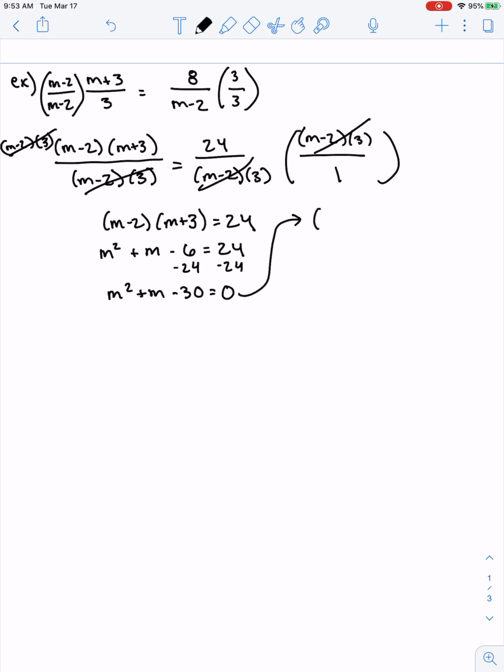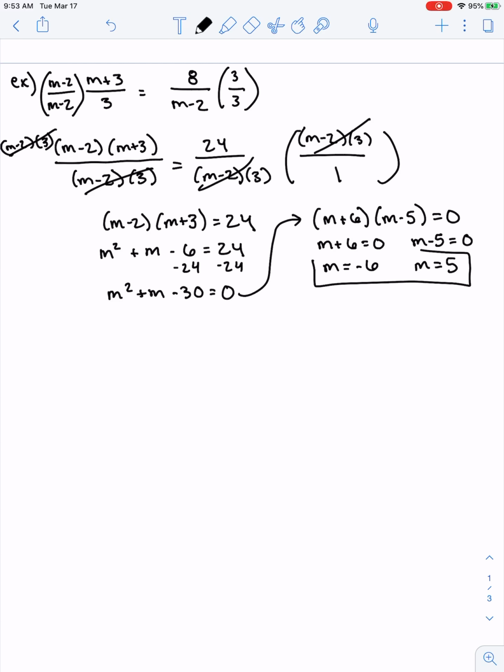So looks like I can factor this. I'm looking for factors of negative 30 that will add up to be 1. So maybe an m minus 6 and an m plus 6 and an m minus 5 equals 0. If I set them both equal to 0, I should be able to find that I have two solutions, m minus 6 and an m plus 5.